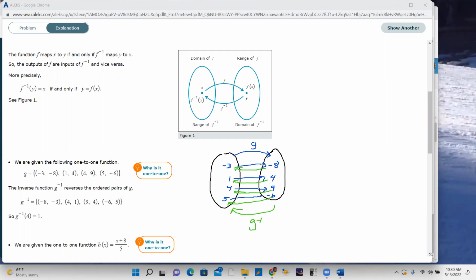Okay, and notice how this function is one-to-one. -3 goes to -8, and -8 is only paired with -3. Notice there are these little isolated pairs. They go hand in hand, like couples, like penguins who mate for life.